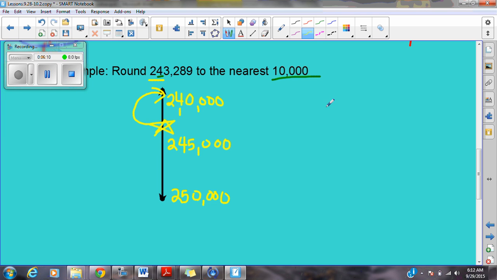which means it would round to 240,000. So when you go to write it, you would use the approximate symbol, or you could write out the words close to. 243,289 is approximately, or close to, 240,000. And that's rounding.